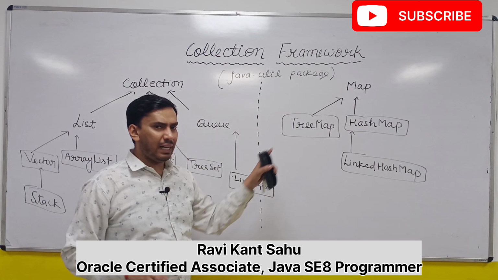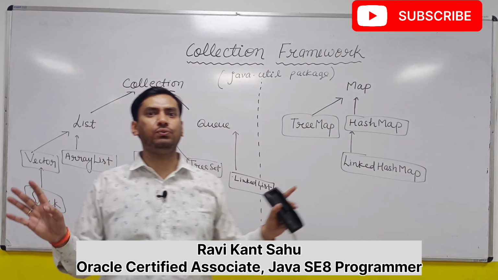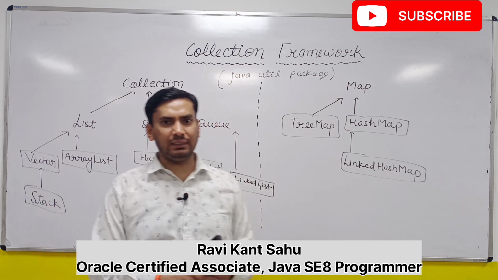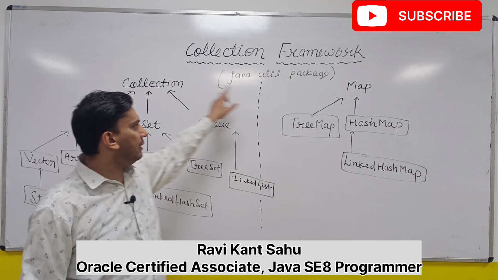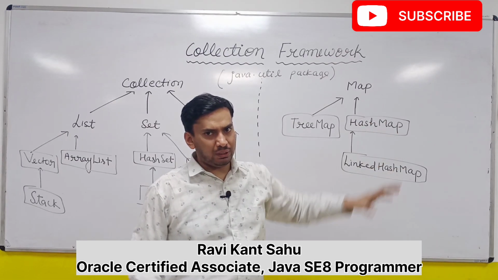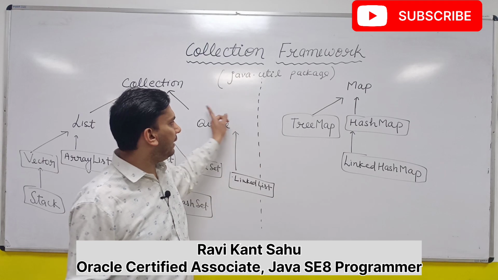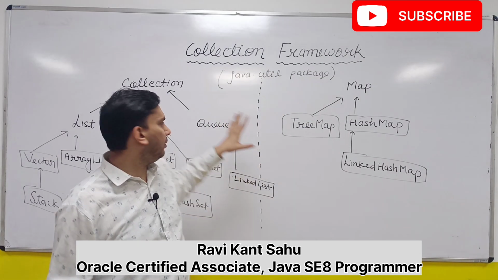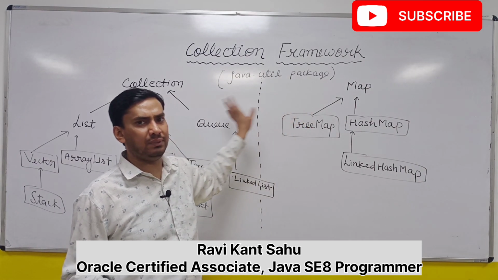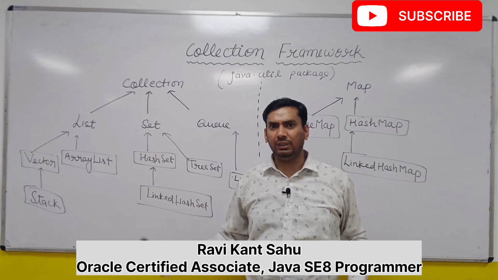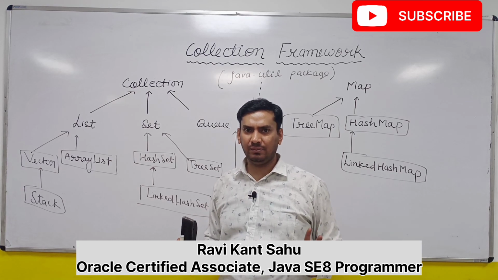So in this entire collection framework there are two families. One is the collection family, the other is the map family. These are two different families, and they don't have any relationship with each other. The only thing that is common is they both belong to the collection framework, right?